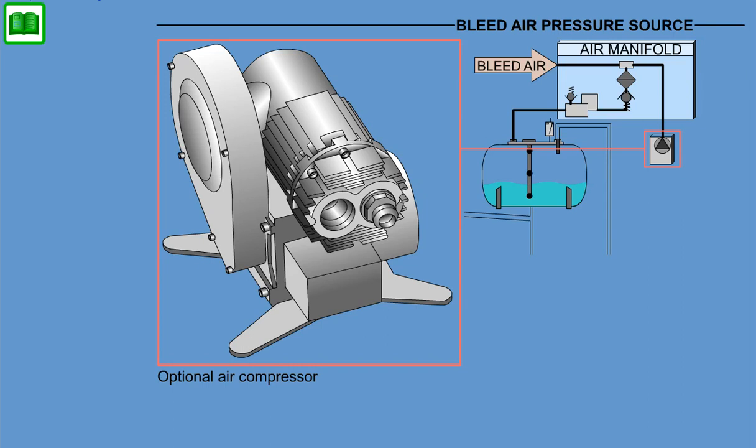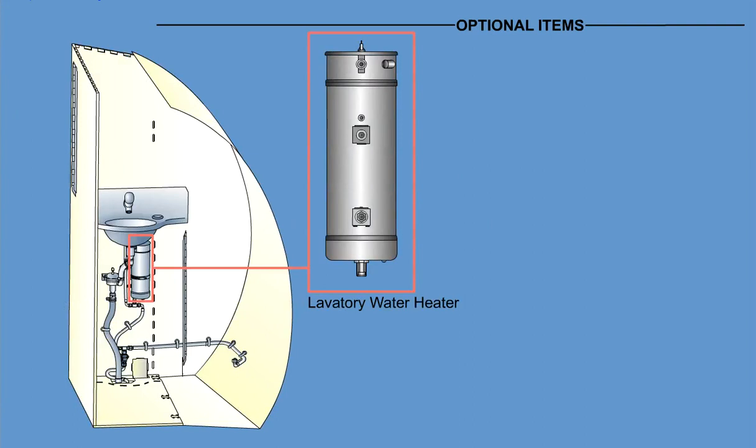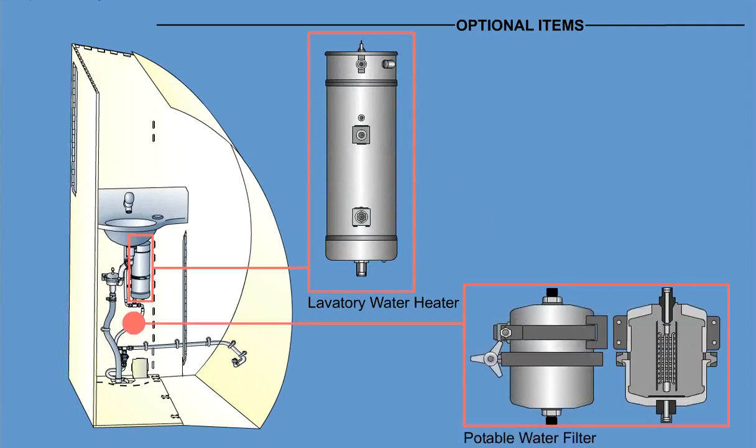As an optional feature, an air compressor is used to pressurize the water system in case the aircraft is on ground with the engines or APU not running, or if the bleed air pressure is below the optimal range during flight. The following optional items are available: in-flight drainage of the entire contents of the potable water tank and supply hoses, lavatory water heater, potable water filter for the lavatory faucets.